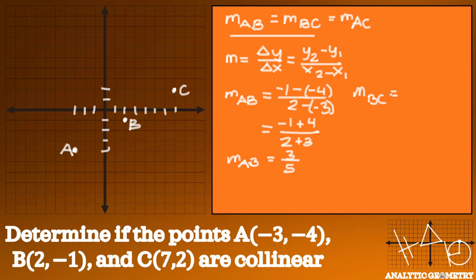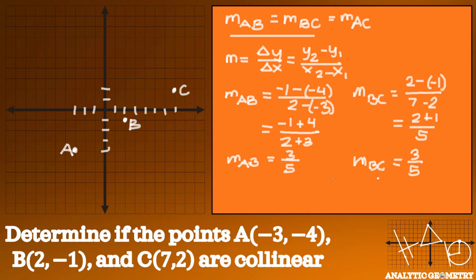Let's consider C as our second point and B as our first point. So the y sub 2 is 2 minus our y sub 1, which is -1, over our x sub 2, which is 7, minus our x sub 1, which is 2. With this, applying the double negative property, you have 2 plus 1 over 5. In short, the slope of a line segment connecting B and C is equal to 3/5.